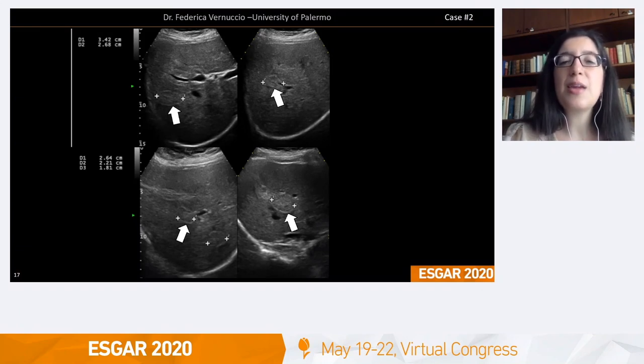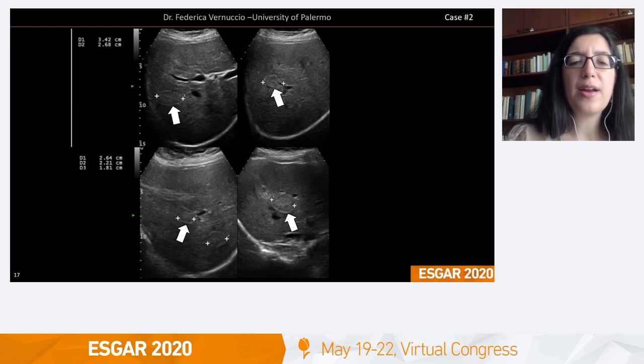As you can see from these images, as indicated by the arrows, we have multiple lesions in this patient. We have multiple hyperechoic lesions with a hyperechoic rim.